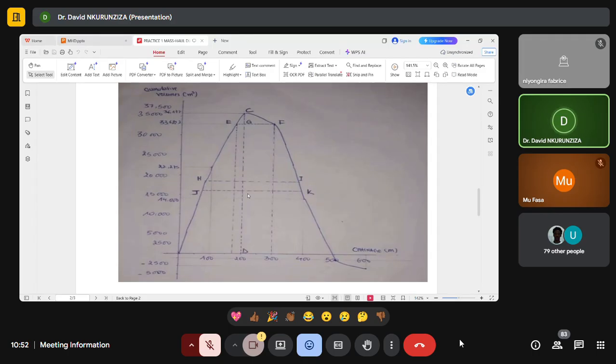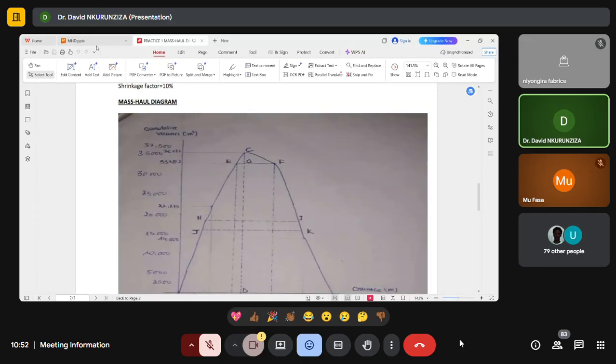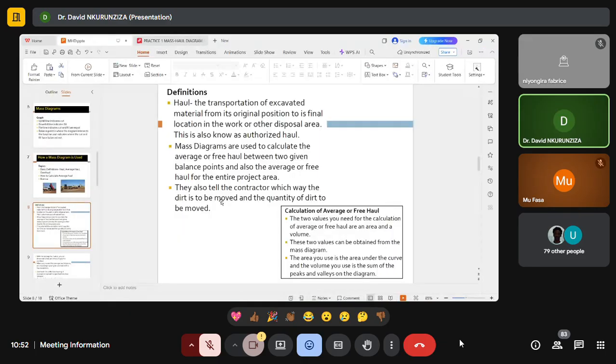Then there's also what you call overhaul. What does it mean by overhaul? Let's come back. So you can see how the calculation of the average and the free haul works. Two values you need for the calculation: the area and the volume. So now let's go to the next slide.